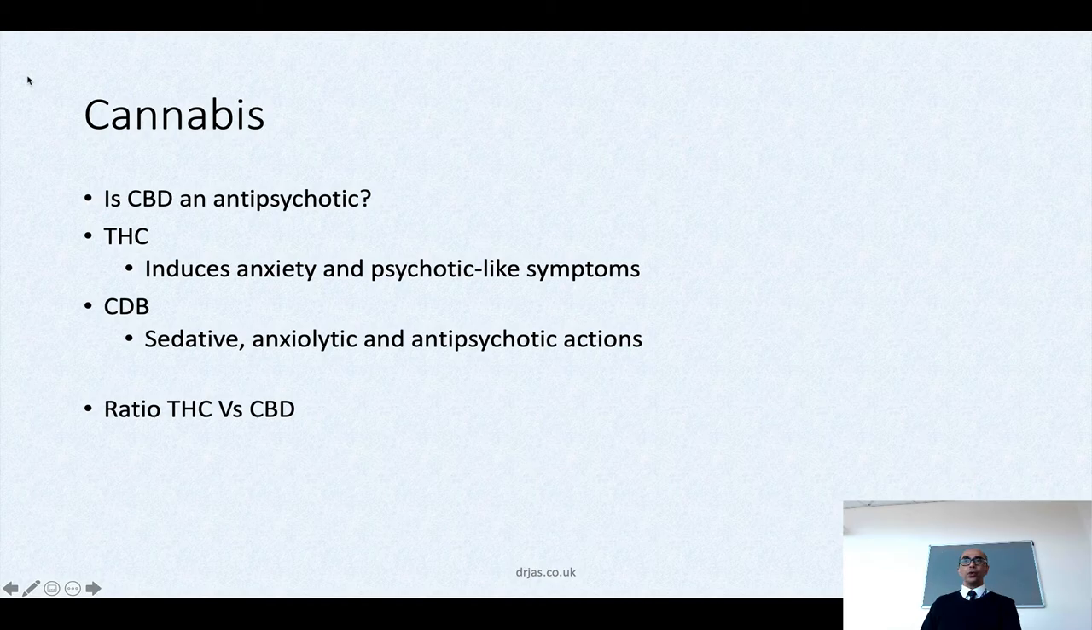So why all the talk of THC and CBD? They have very different effects. So the THC tends to be anxiogenic, and it can produce psychotic-like symptoms, particularly, you know, over persecutory thoughts. CBD, on the other hand, tends to be far more sedative and anxiolytic, and indeed antipsychotic, in that there have been trials where they have given CBD to psychotic patients, and it has a proven antipsychotic effect.